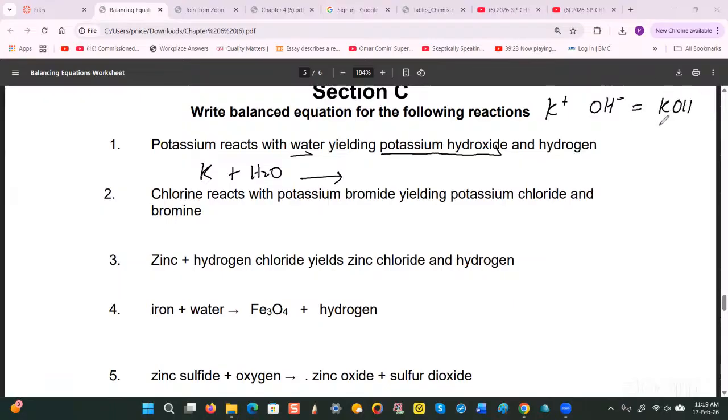So that's the formula for potassium hydroxide. So you're going to put that here. All right? And then now, when it comes to the hydrogen, you have to remember that hydrogen is one of those elements that exists as a diatomic molecule. I don't know if you remember that. Right? Hydrogen, let me just give you the list of diatomic molecules.